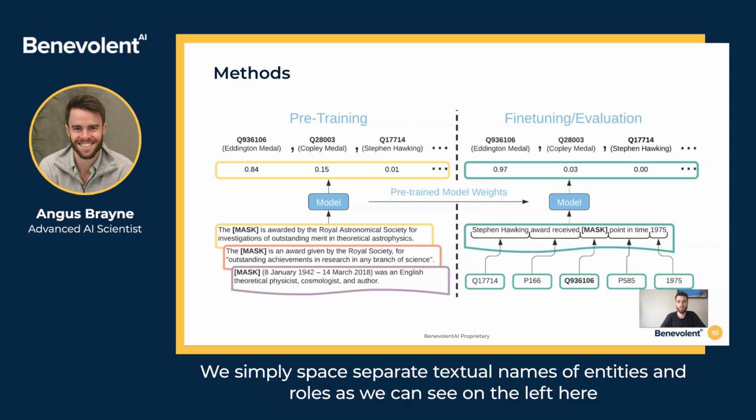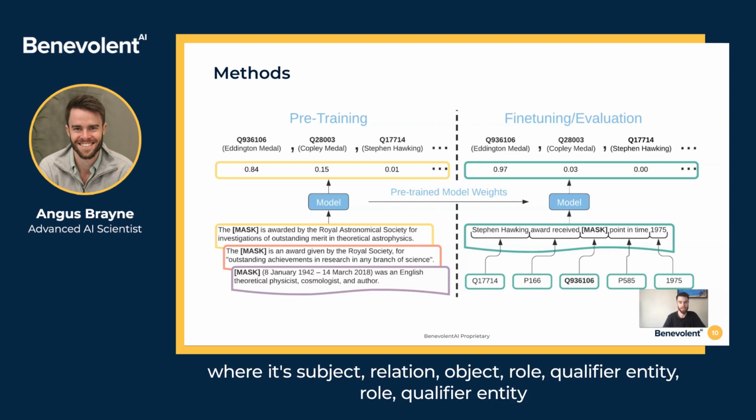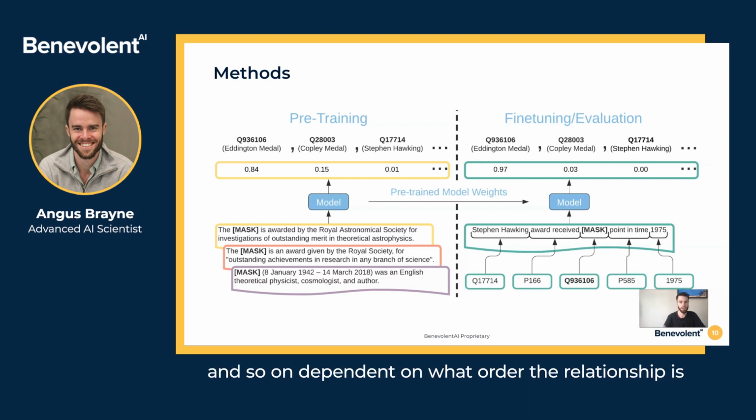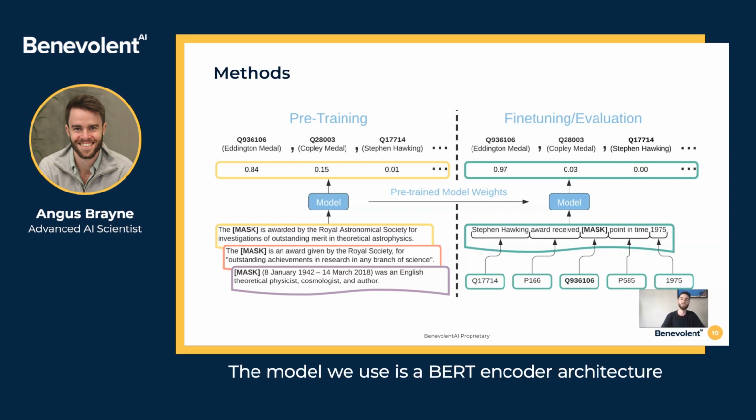We simply space separate textual names of entities and roles. As we can see on the left here, we have Stephen Hawking award received mask point in time 1975, where it's subject, relation, object, role, qualifier entity, role, qualifier entity, and so on, dependent on what order the relationship is. As we can see, this text is not that natural in structure and vocabulary, but the meaning is roughly maintained. The model we use is a BERT encoder architecture, though often we use something smaller than BERT base, with a linear decoder layer and softmax cross entropy.